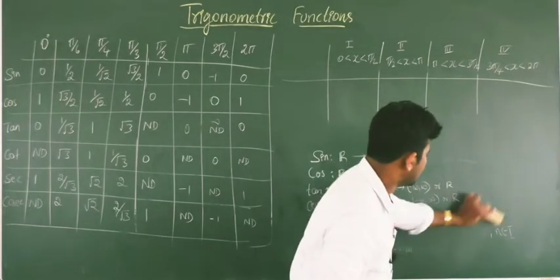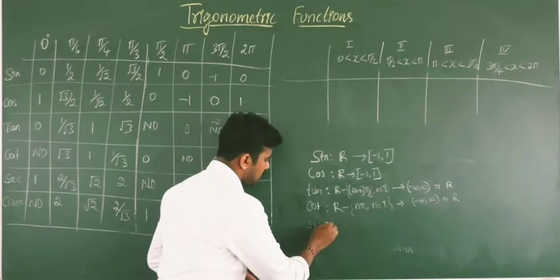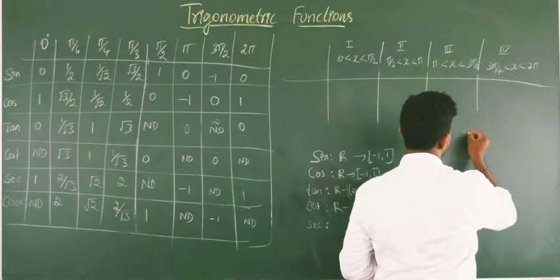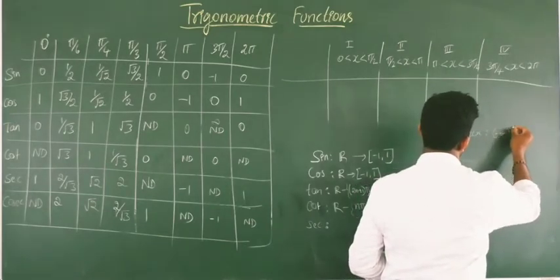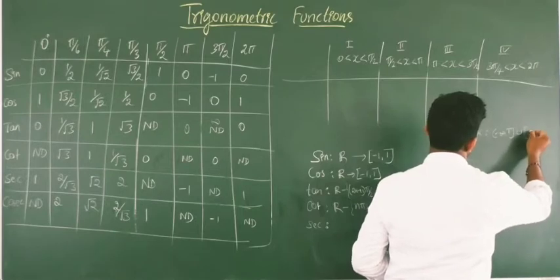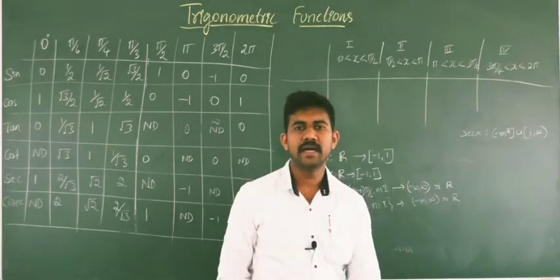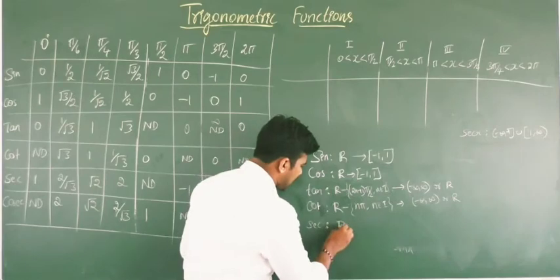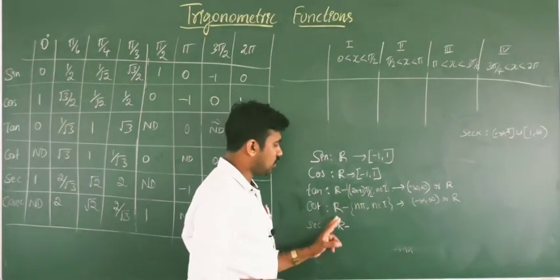Similarly, in the secant function we know the secant values. Secant x takes the value from minus infinity to minus 1 union 1 to infinity, means from the real numbers excluding the open interval minus 1 comma 1, means R minus that interval. That is the range of the secant function.